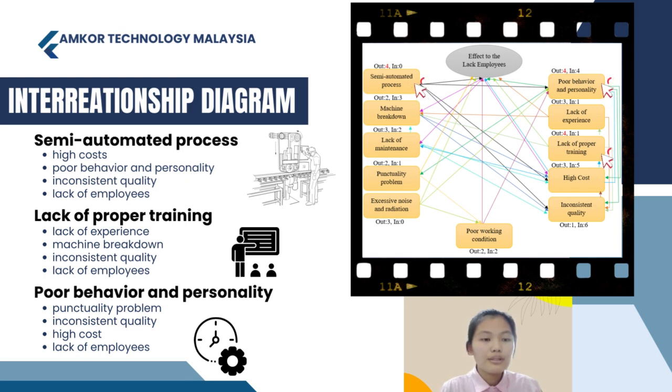resulting in high machine breakdown, inconsistent product quality, and employees leaving the company without the ability to adapt. Finally, the poor behavior and personality of employees often cause punctuality problems. This will lead to the inability to ensure the quality of the products, and the cost of the company will be higher than the profit. Most of the employees will be dismissed by the company. To reduce this problem, our group will list solutions in the tree diagram so the company can develop their business.